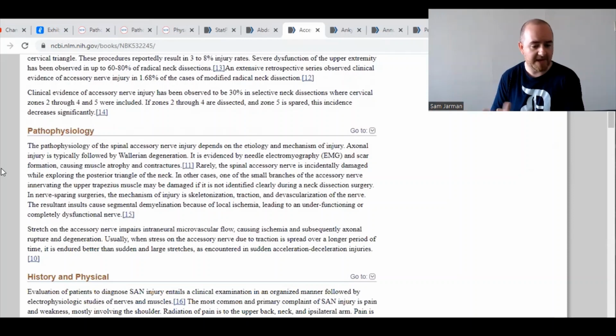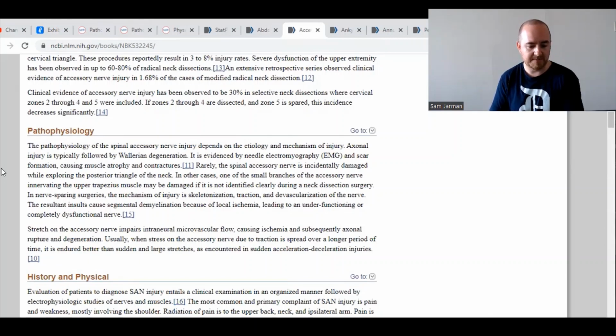So the pathophysiology of spinal accessory nerve injury depends on the etiology and the mechanism of injury. Axonal injury is typically followed by Wallerian degeneration, evidenced by needle electromyography and scar formation causing muscle atrophy and contractures. So you would see some kind of contracture, you would see some kind of muscle atrophy, especially unilateral. So you would see one side smaller than the other side. Rarely, the spinal accessory nerve is incidentally damaged while exploring the posterior triangle of the neck. In other cases, one of the small branches of the accessory nerve innervating the upper trapezius muscle may be damaged if it is not identified clearly during a neck dissection or surgery. So if they don't accurately identify the nerve itself, they might damage it during surgery.